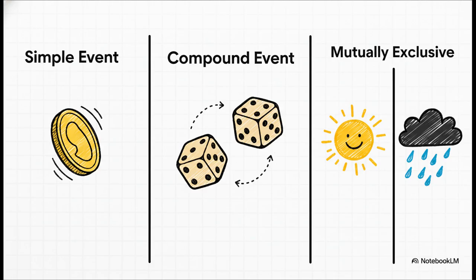So to really get this, we need to know about 3 key building blocks. First, a simple event. That's just a single outcome, like flipping a coin and getting heads. Then you have a compound event, which is when you combine 2 or more simple events, like flipping that coin twice and getting heads both times. And finally, there are mutually exclusive events. These are things that just can't happen at the same time. You can't get both heads and tails on a single coin flip.